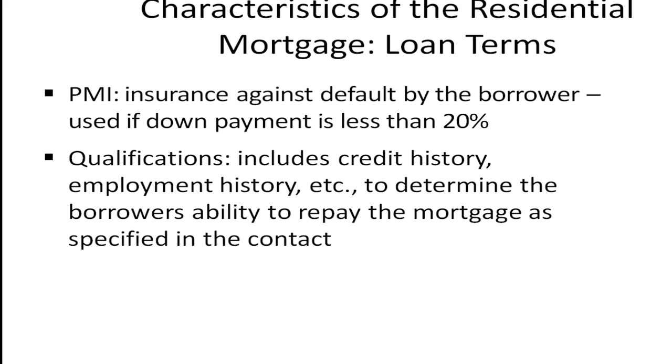Other qualifications include things like credit history, employment history. These are things that were neglected during, again, the housing boom. That's why we've had a lot of defaults. There were a lot of people who bought homes who did not have their credit history checked, their employment history. Sometimes they just lied. Sometimes there were actually no doc loans where the lender didn't even bother to check anything.